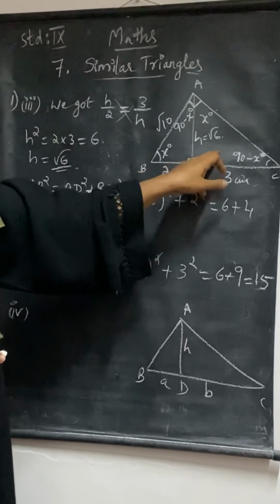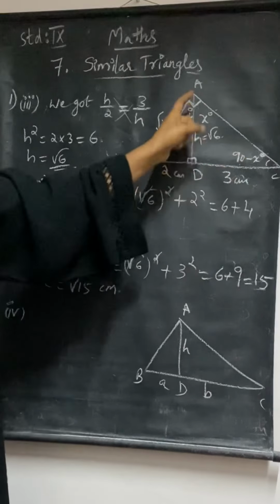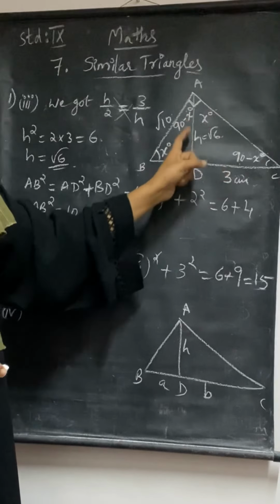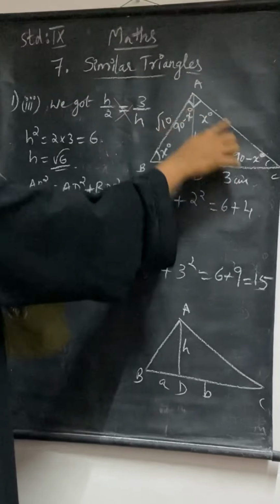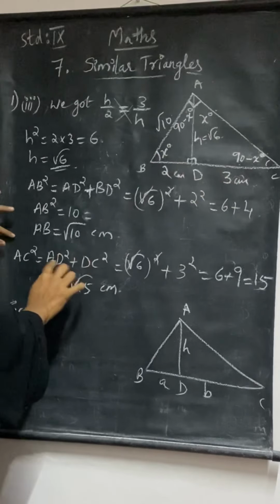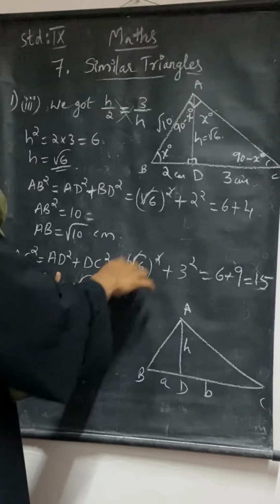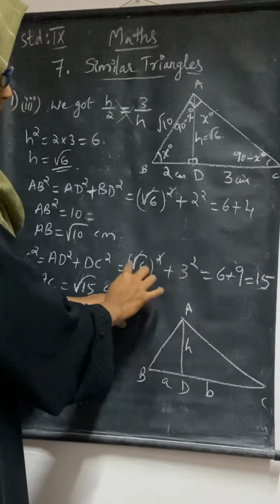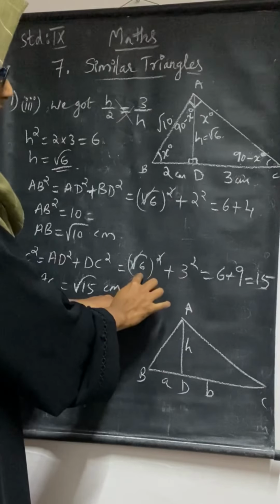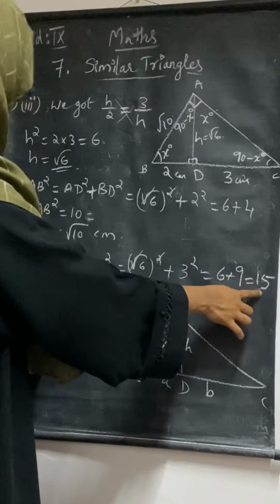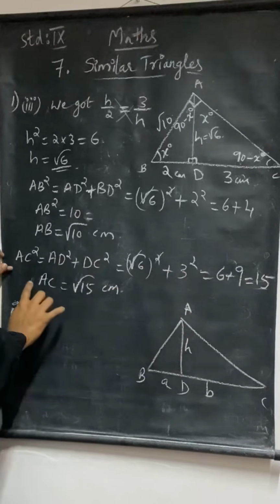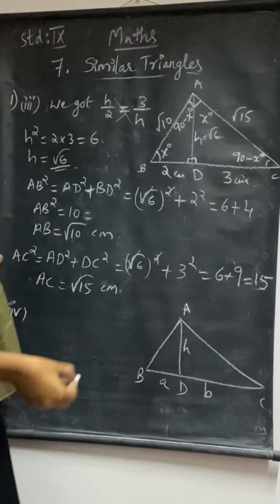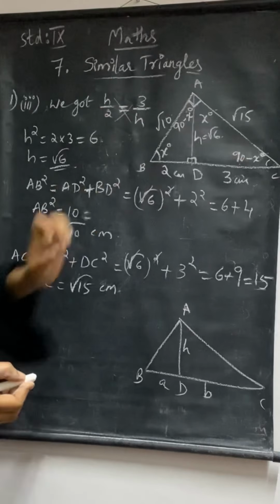Now we are moving on to the other triangle ADC. In that, AC is the hypotenuse. This is the altitude, this is the base. So hypotenuse square is equal to altitude square plus base square. AC square is equal to AD square plus DC square. AD is root 6 whole square, DC is 3 square; square root and square cancel, 6 plus 9 is 15. AC square is 15, so AC will be root 15. So you got all the perpendicular sides' measurements.